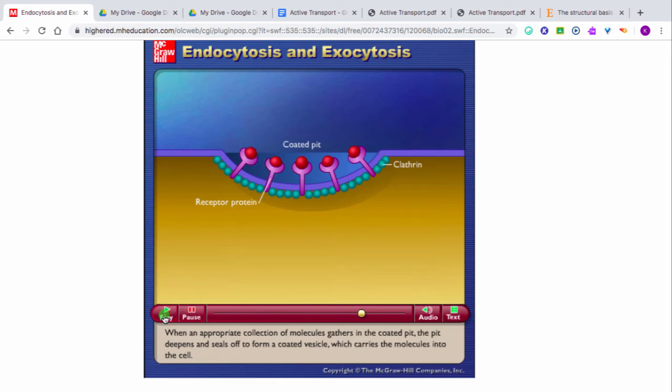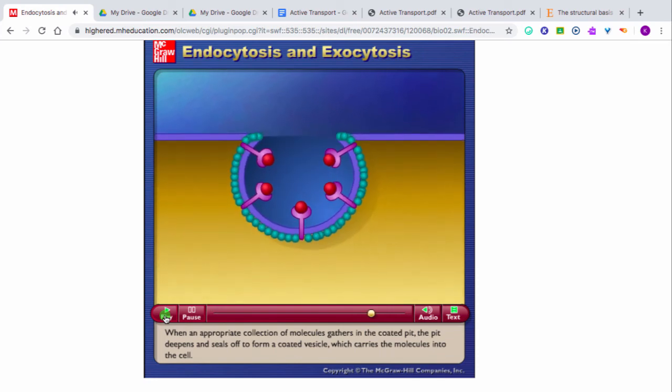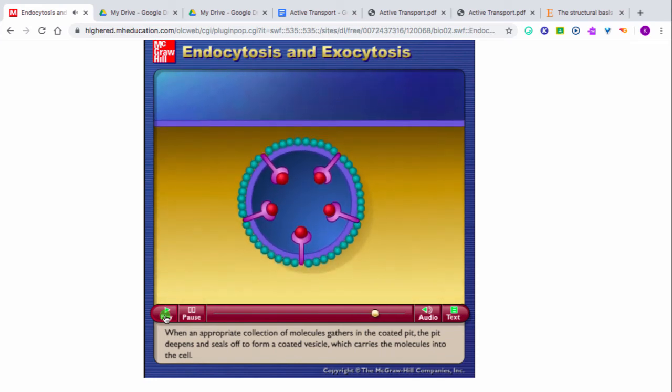Receptor-mediated endocytosis. Gathers in the coated pit. The pit deepens and seals off to form a coated vesicle, which carries the molecules into the cell.